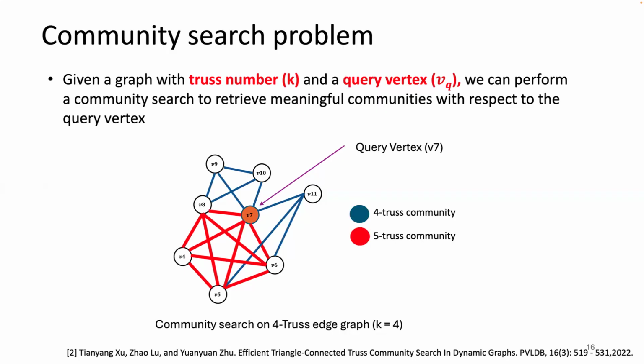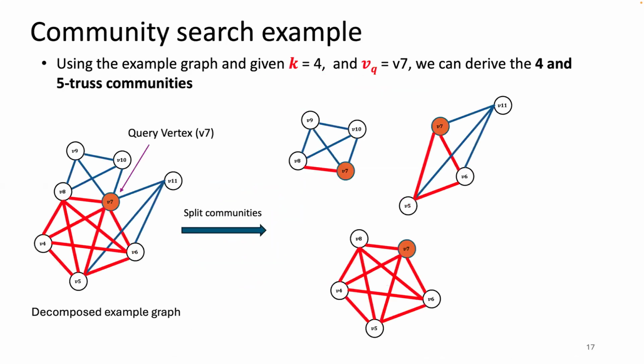So in our example here, this community surrounding query vertex V7, we have two communities: the 4-Truss community and the 5-Truss community. So this is an example now. Given K equals 4 and VQ equals V7, we can derive the 4 and 5-Truss communities. So these are from the previous slide.